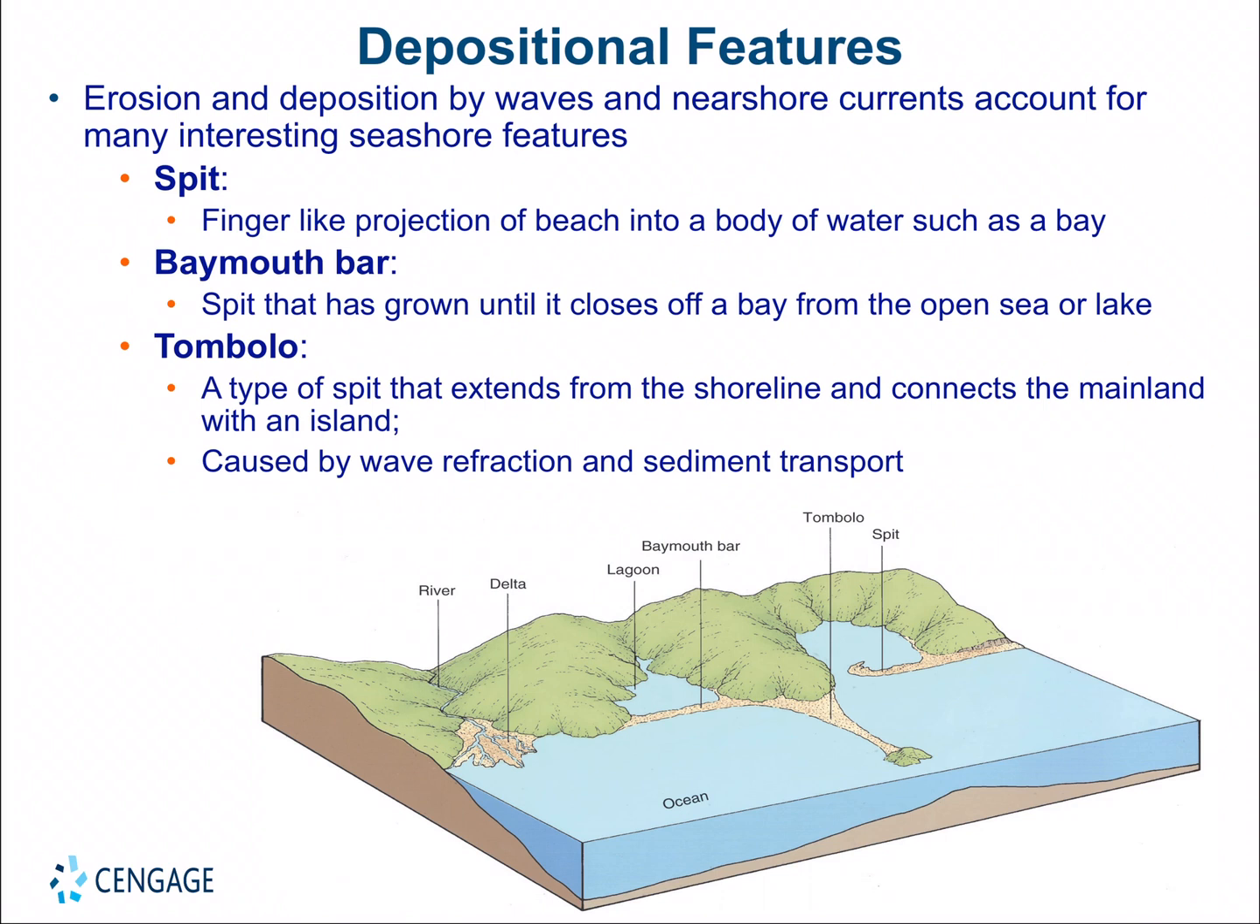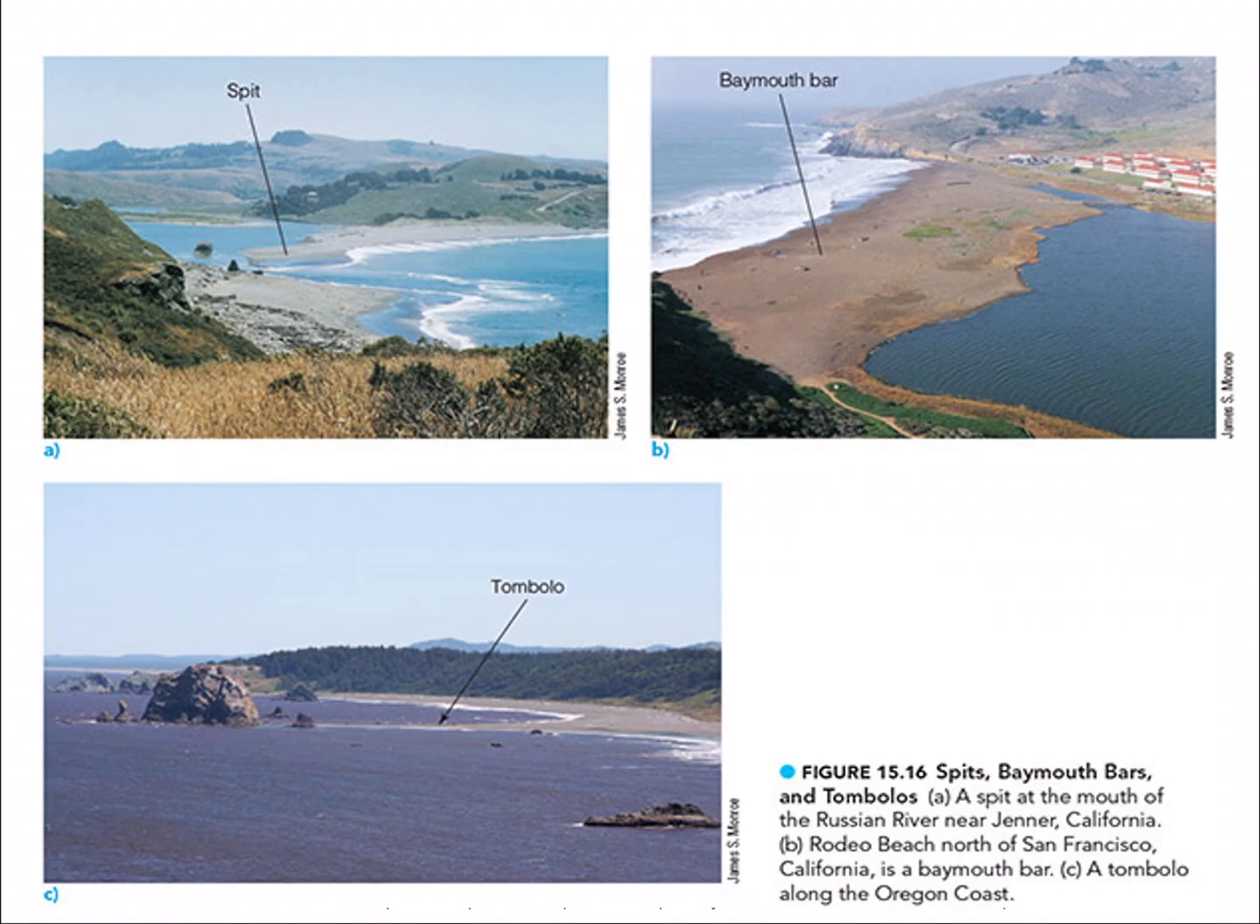We have a tombolo, which is a type of spit that extends from the shoreline and connects the mainland with an island. It is caused by wave refraction and sediment transport. So some pictures. The top left, you see a spit. The top right, you see your bay mouth bar completely sealing off the water. And then in the bottom left, you see your tombolo that connects that land to the island.